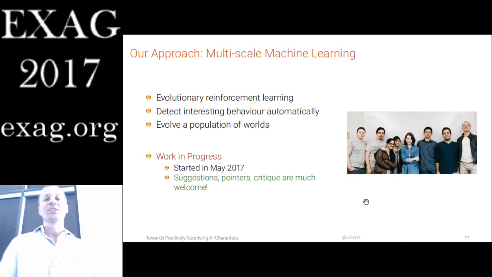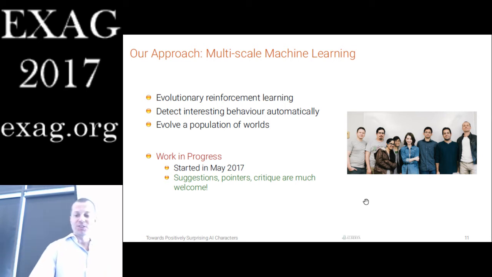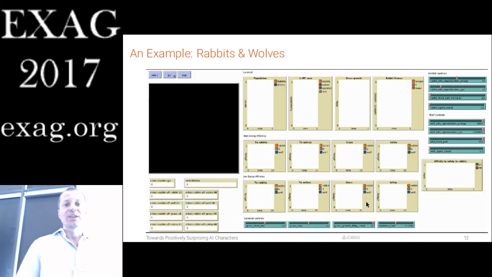Now, this is very much a work in progress. It started just in May, and some of the people who worked with me on it are on the slide, some of whom were in the audience here. So I very much welcome suggestions, whatever I missed in my related work, and so on. Okay, so we decided to start very simple. We took the predator-prey model, where predators are wolves and prey are rabbits. We used NetLogo just because it's so simple to start, it's cross-platform, and has this meta-evolution level, evolving the worlds, already built in.